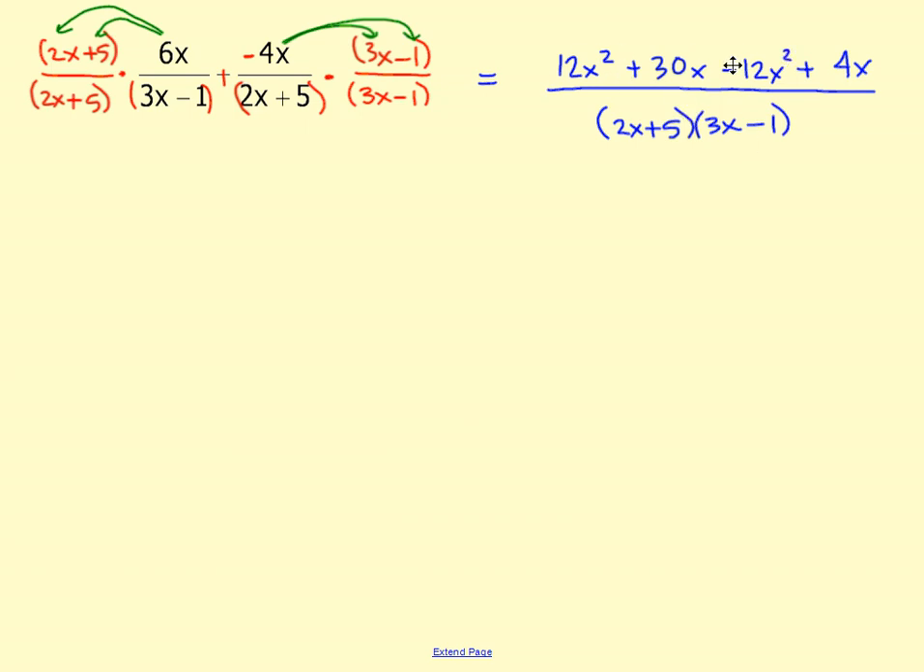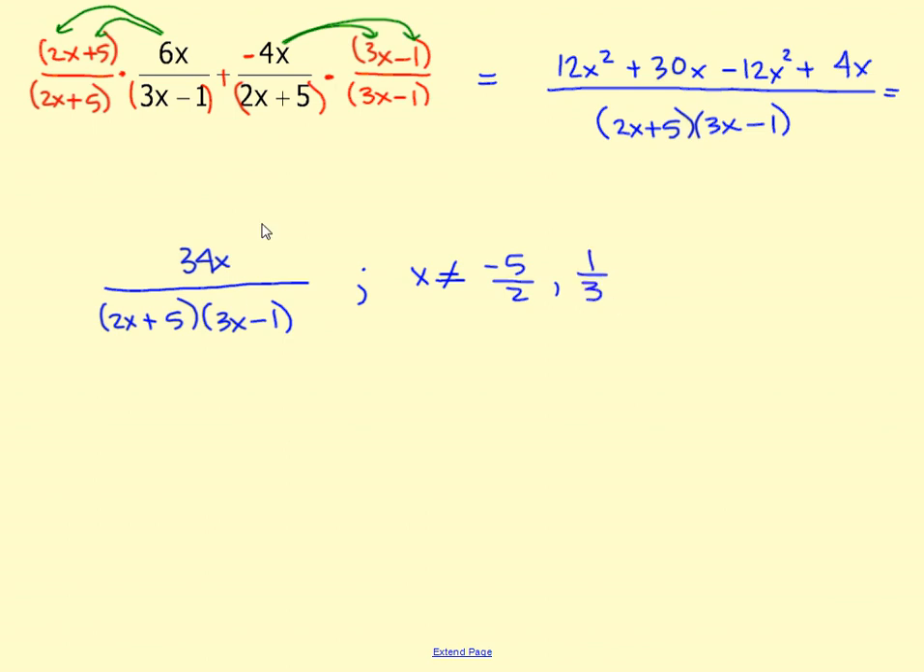When I do 12x squared minus 12x squared, well, that's 0. So I have 30x plus 4x, so that's going to be a total of 34x over 2x plus 5 times 3x minus 1. And for my domain restrictions, x cannot be equal to negative 5 over 2 or positive 1 over 3. So here's my final answer, and here are my domain restrictions.